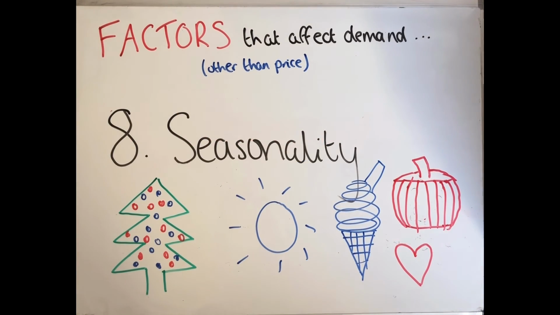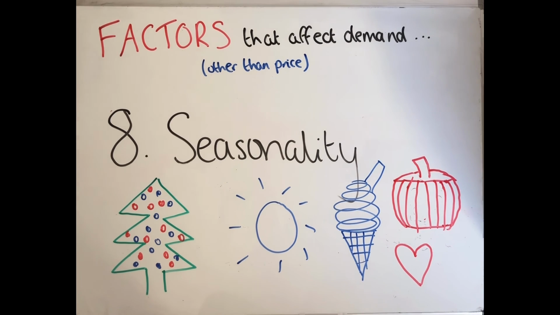And finally, the last factor that affects demand is seasonality. So many businesses sell products that only come in demand when they're in season. So, for example, Christmas trees. Another one is when the sun comes out, everyone loves an ice cream. But in winter, not many people want to buy an ice cream from an ice cream van, so their demand will decrease in winter and increase in the summer.